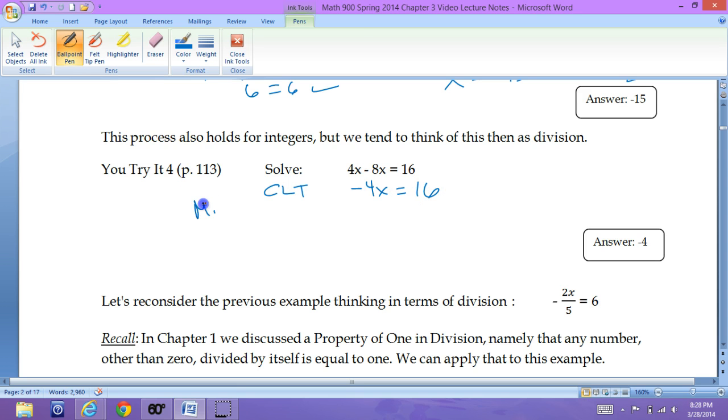Now I'm going to use the multiplication property of equations, and I know my writing is terrible on the tablet sometimes. Mult means multiplication, prop means property of equations. And we're going to multiply both sides by the reciprocal of negative 4, which is negative 1/4.